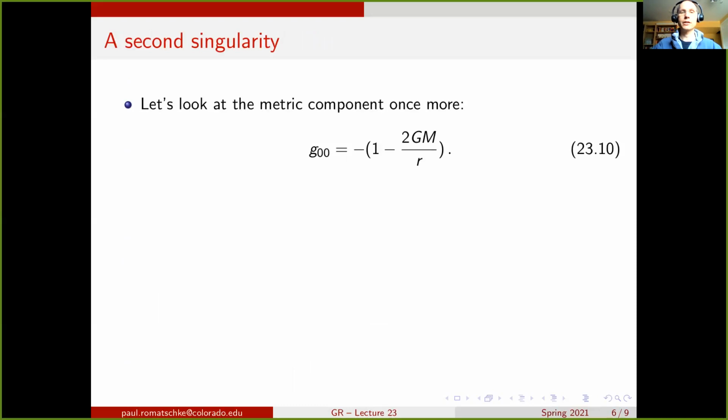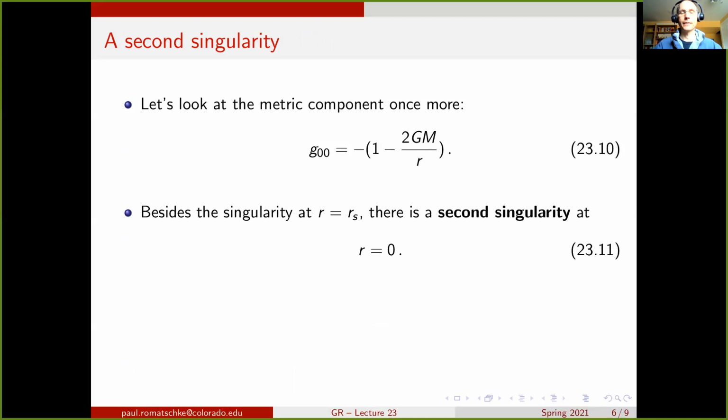So if you look once more at the metric component G00, another thing that we should notice is that besides the singularity where G00 vanishes exactly at the Schwarzschild radius, there's a second singularity present, namely the one where r goes to 0, because in this case, the metric component G00 just blows up. So there are actually two singularities of the metric tensor in the Schwarzschild solution.